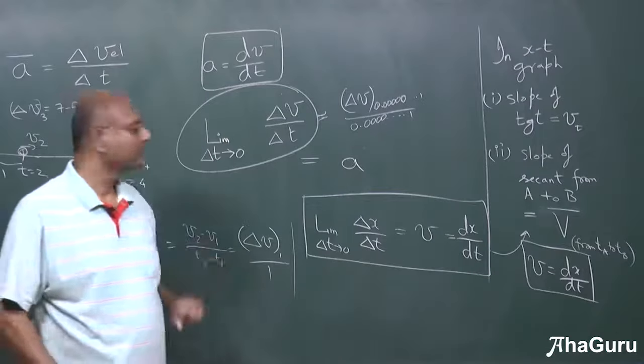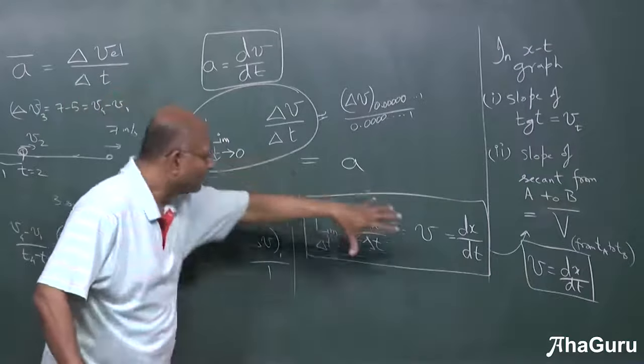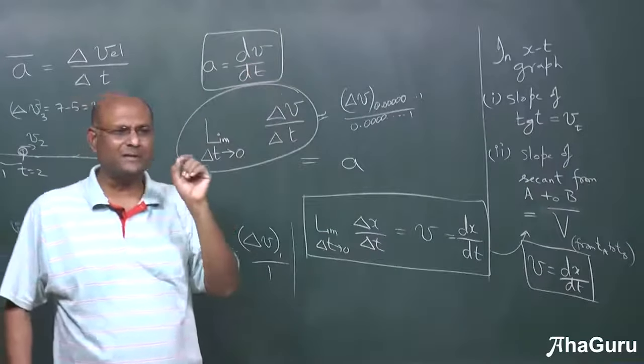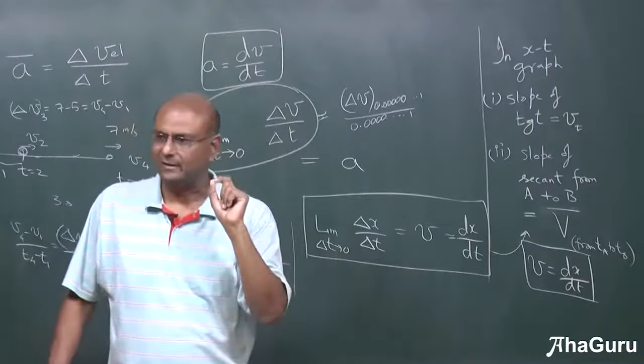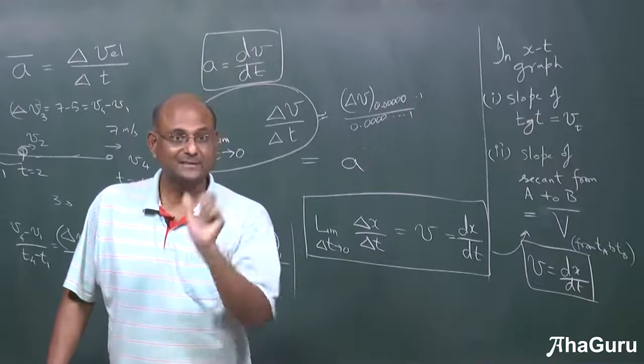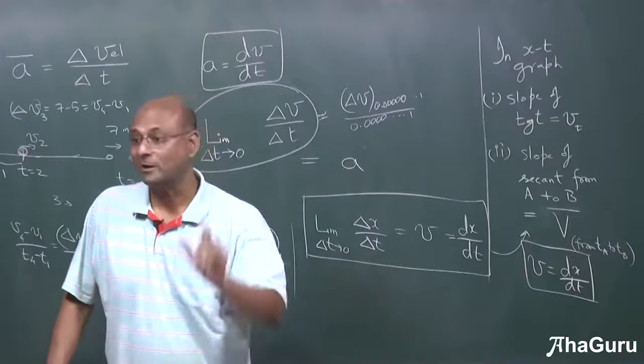Understood? The same logic works here. Acceleration is dv by dt. So what is the meaning of dv? What is the meaning of dt? dx. What is the meaning of d? It is a difference, but it's an extremely small difference.